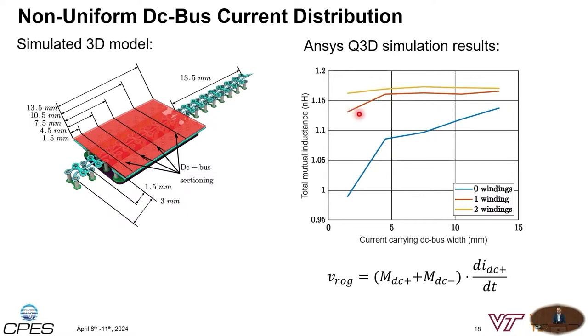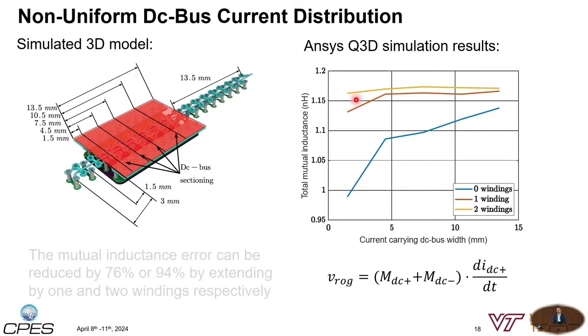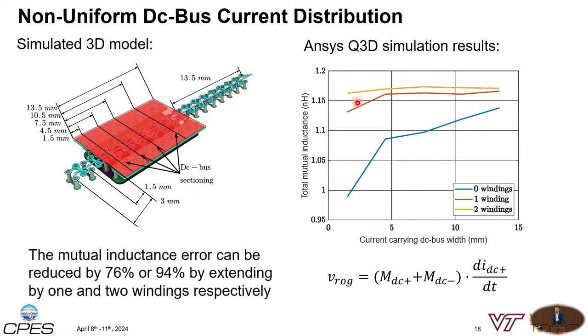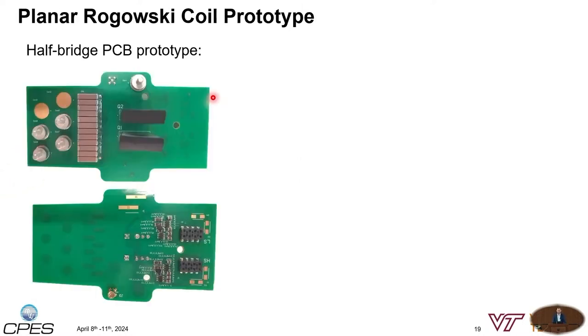If you add the second winding, so you extend them by 3 millimeters, you see that there's still a small drop, but it's starkly reduced. It's actually reduced by 94%, the error. So we recommend, when designing a planar Rogowski coil, to have at least one winding that exceeds the DC bus structure. We've tested that as well and emulated that.